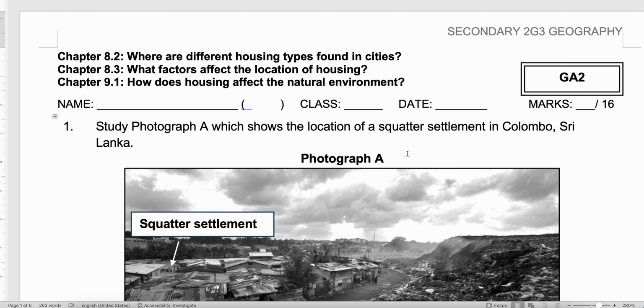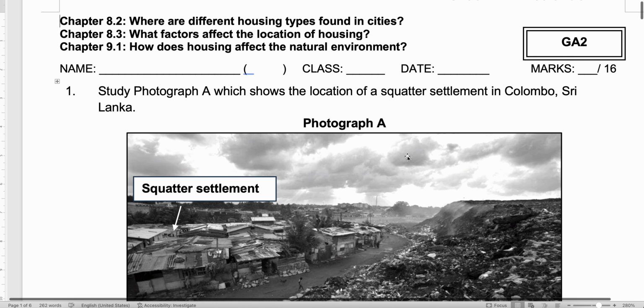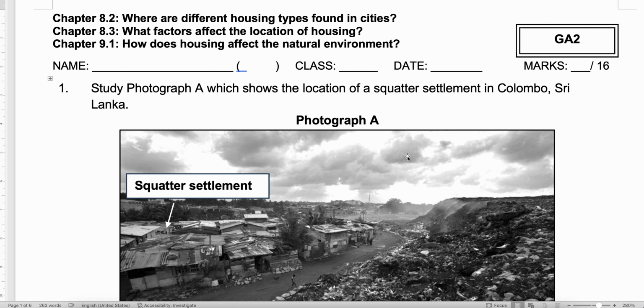Okay, hello geographers. We are looking at the analysis for your GA2 that was given to you. Please make sure you do your analysis, plan your answers from the analysis, and also check back whether you have answered the question before you write.